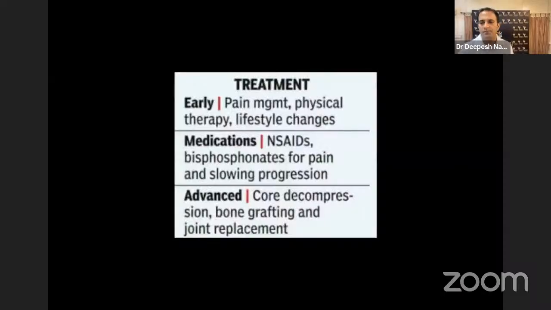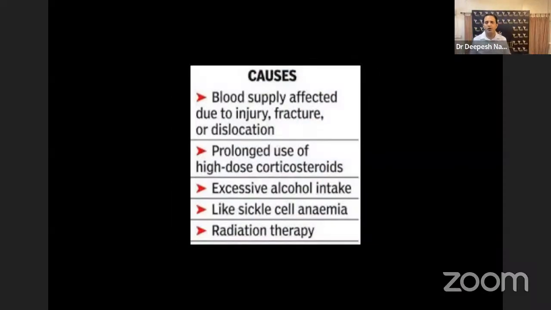First, we will discuss the causes. In short, the blood supply is affected due to any injury, fracture, or dislocation. Dislocation could be there, any injury, any fall history, or prolonged use of high doses of corticosteroids. Steroid use can give poor supply to the hip joint. Excessive alcohol intake, sickle cell anemia, and radiation therapy. Radiation therapy or cancer treatment can also cause avascular necrosis. These are the basic causes which we can see here.